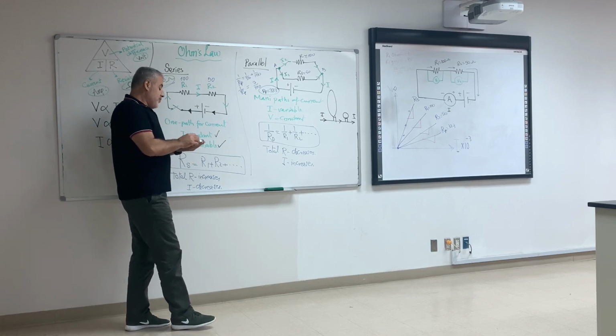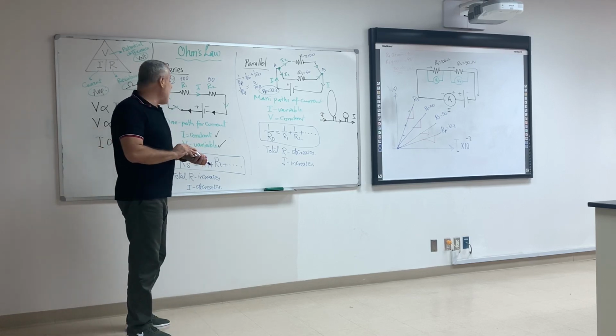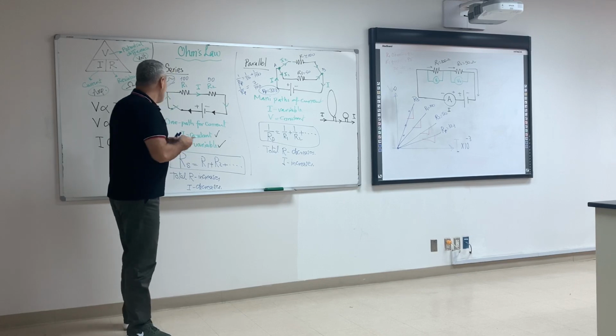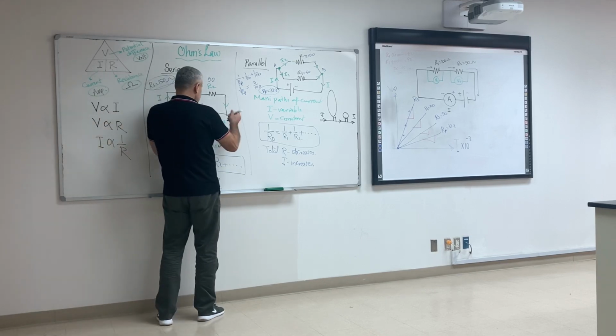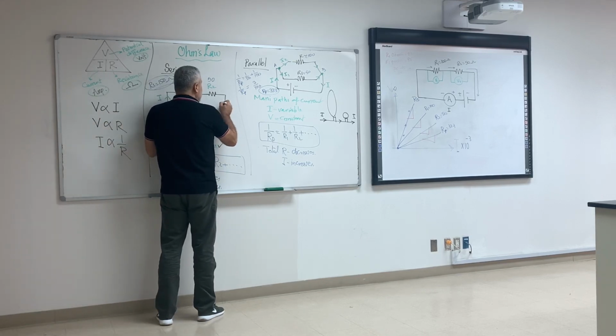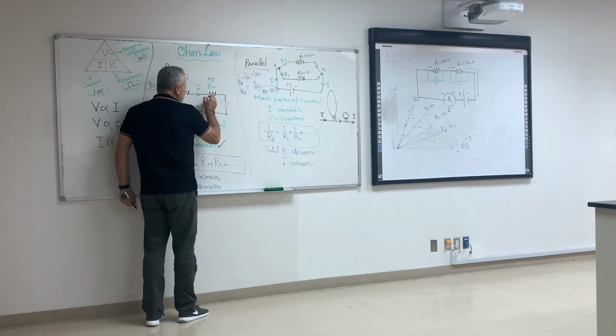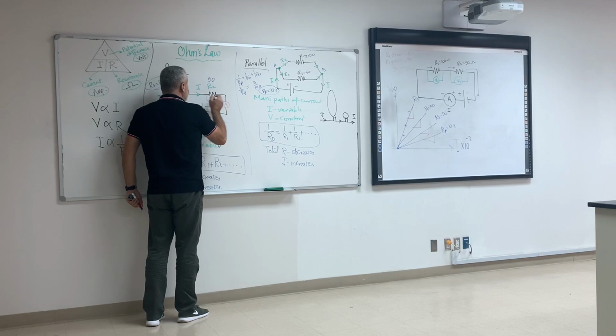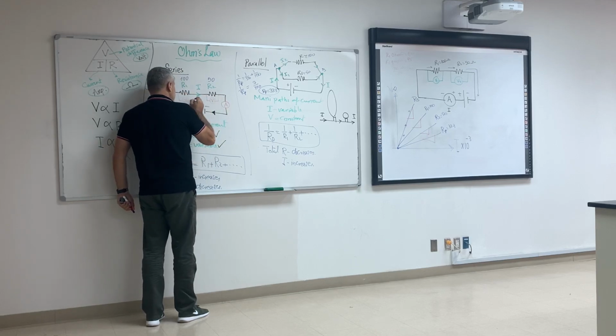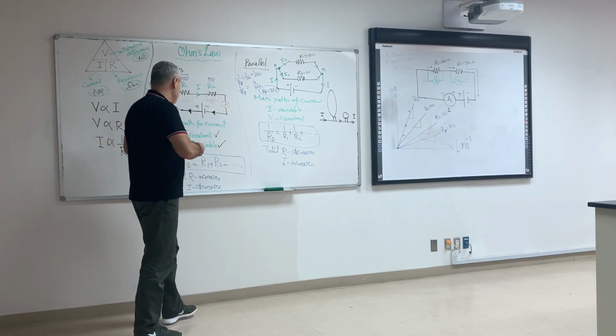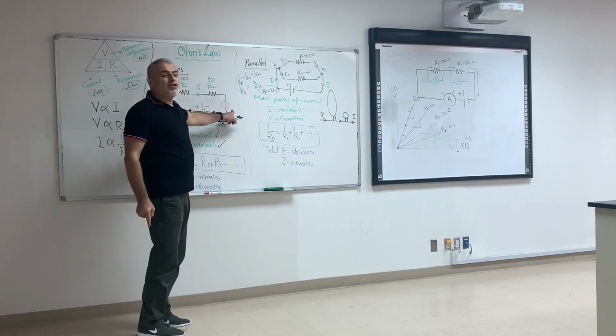So how do we measure I and V, gentlemen? We use something called an ammeter, and we use another thing called a voltmeter. Let me explain this for you, because we will have this later. The ammeter is used to measure I.